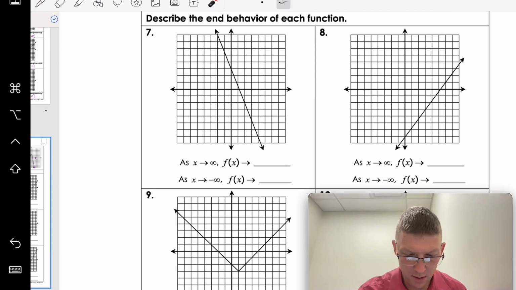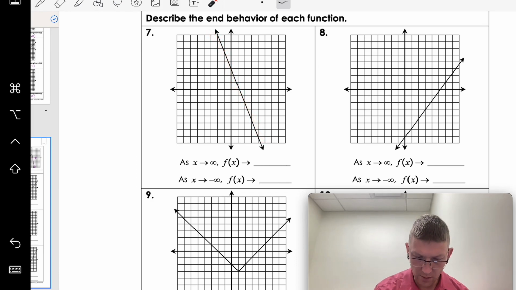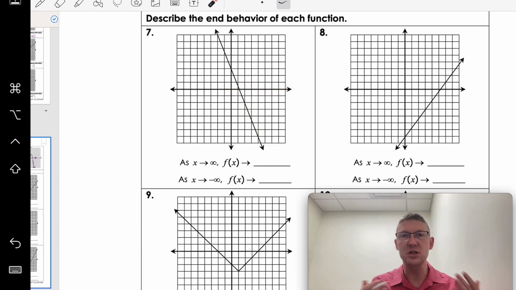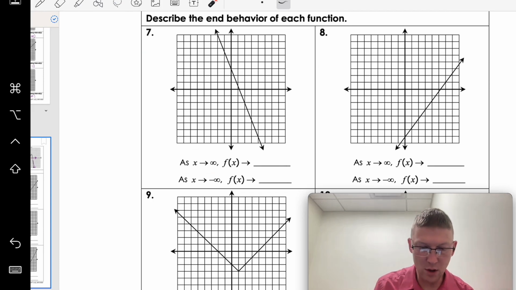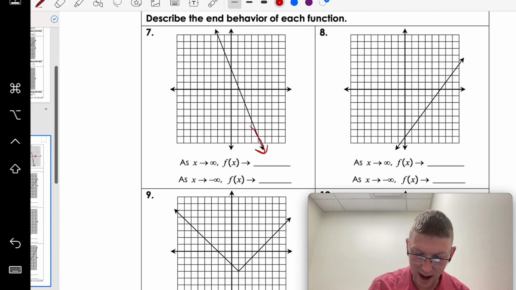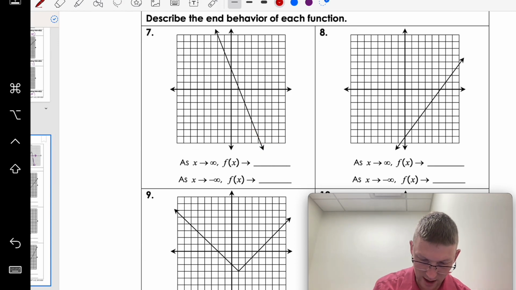So I'm looking over here at number 7, and we've got a straight line, and again, we are looking for as x approaches infinity. So what that means is that as we go further along this x-axis, what happens to our function? What happens to our line? How do we describe that end behavior? So as we go on to infinity, this thing goes down forever. It's going to keep going down that direction. So what we would say is that as x approaches infinity, f of x, or y, approaches negative infinity.